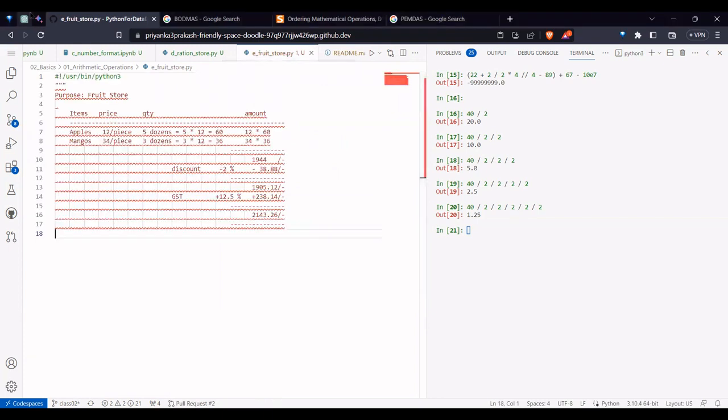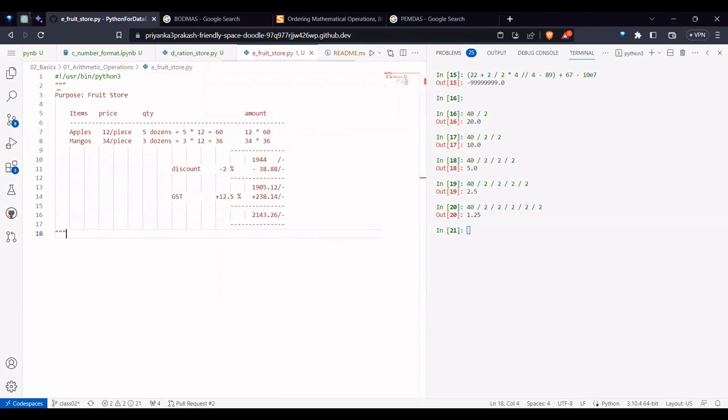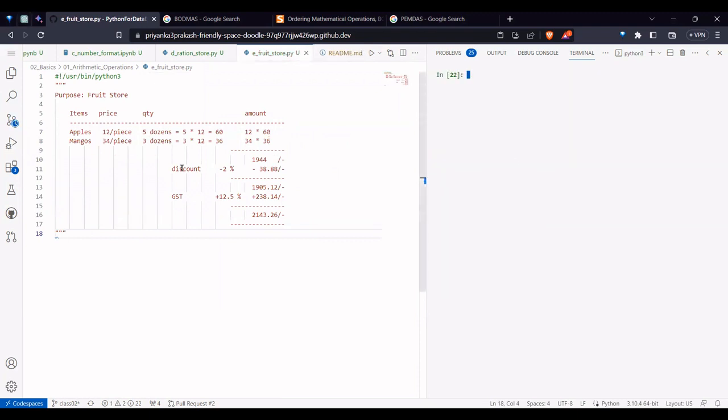But the difference is that in a fruit store, they don't sell individually or in cages. Generally they sell in dozens, right? So that's a uniqueness. If I am making 12 rupees per piece or 34 rupees per piece, and I want 5 dozens quantity, a dozen is a constant, right? Which we know. So then we need to multiply and count the actual quantity.